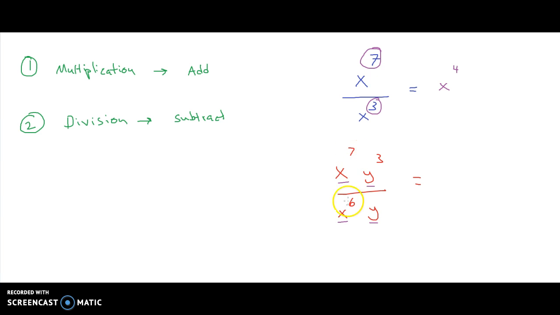So it would be 7, the 7 here, minus the 6. So it gets us to, what is it? 7 minus 6 is x to the 1, or just x. And then the 3 minus the, well, presumably there'd be a 1 there, right? 3 minus the 1, that gets us to y squared. And there we have it. And that's it. That's all you have to do with these.